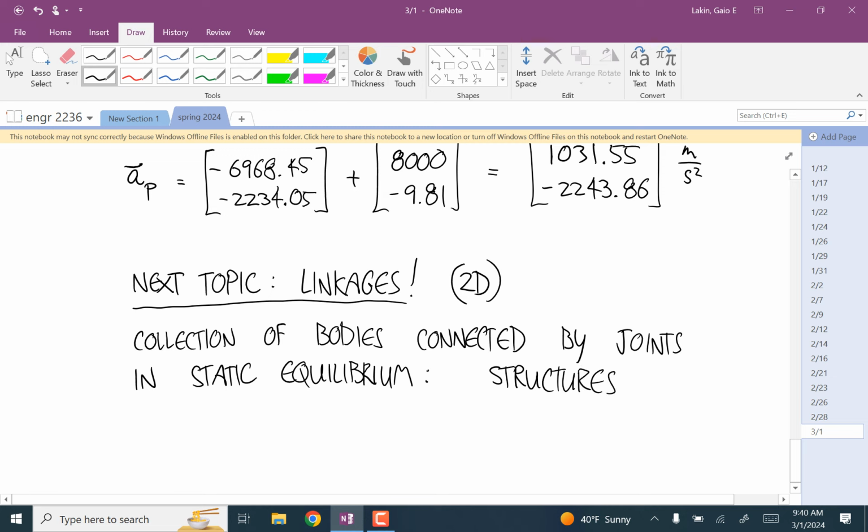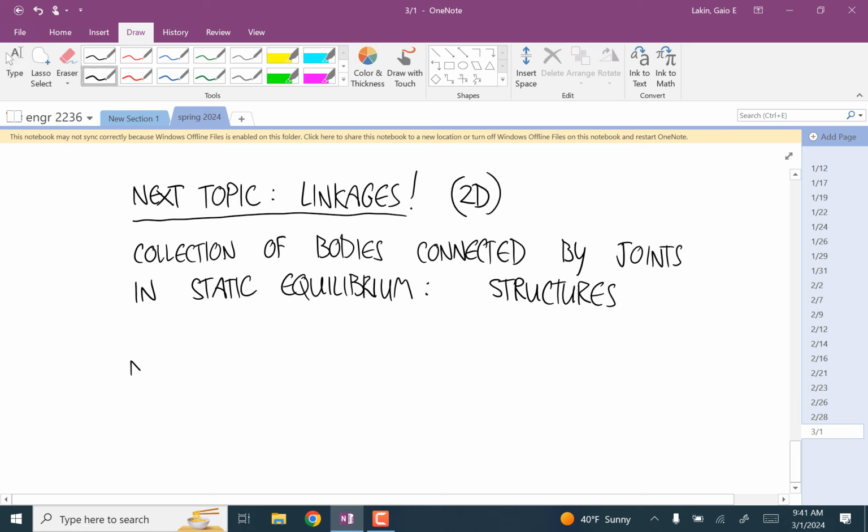If you have a structure and you take away one restriction on motion somewhere, you have a collection of bodies with joints that are not in static equilibrium. Imagine you have this truss, and instead of a pin joint in the middle, you make it just a frictionless contact or something. You give it one extra degree of freedom. Now you have a collection of bodies connected by joints that's not in static equilibrium. And that's a linkage.